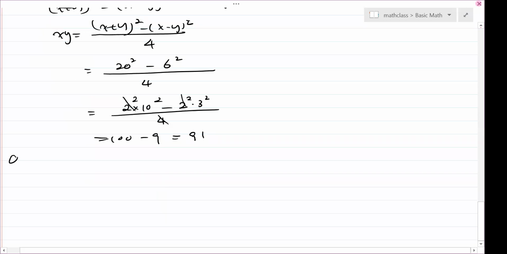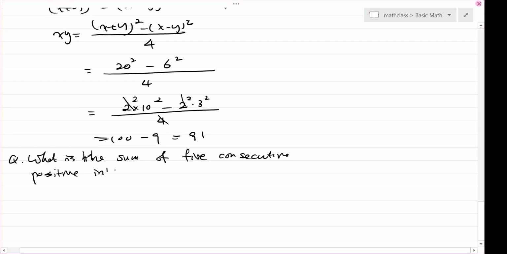Our next problem is a little bit tricky. I will give you half a minute to think about it. What is the sum of the 5 consecutive positive integers which have a mean of 17?